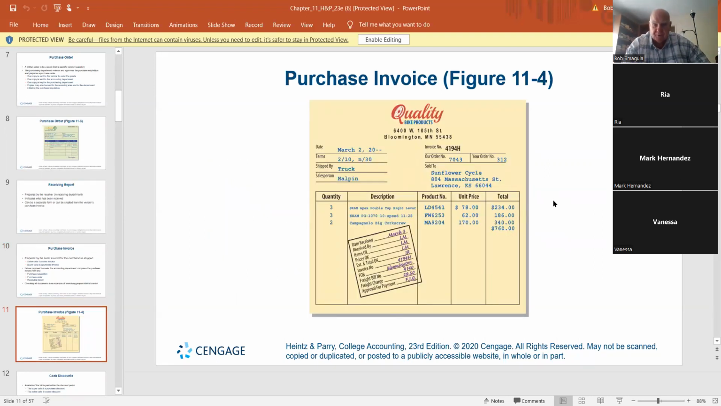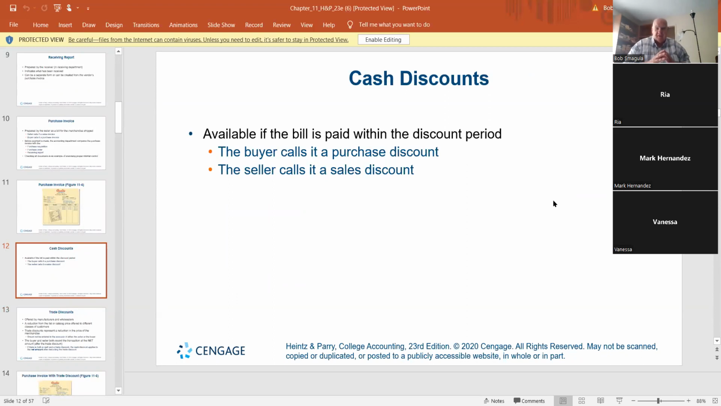And there's an invoice. We all know what invoices look like. We've been paying them now for years. Cash discounts are available if the bill is paid within the discount period. The seller, we called it a sales discount. The buyer calls it a purchase discount.